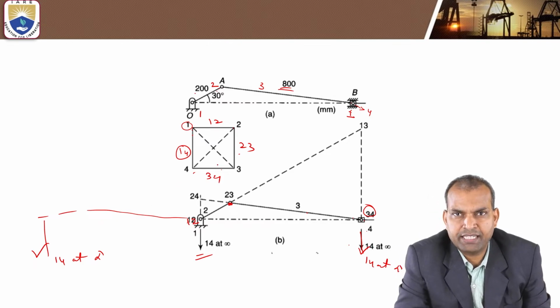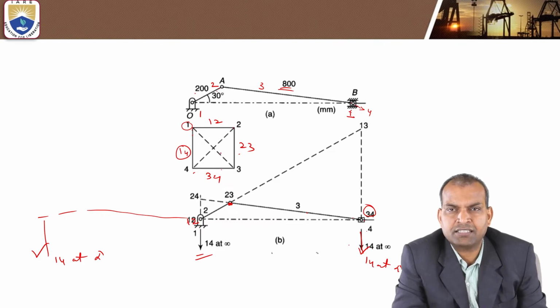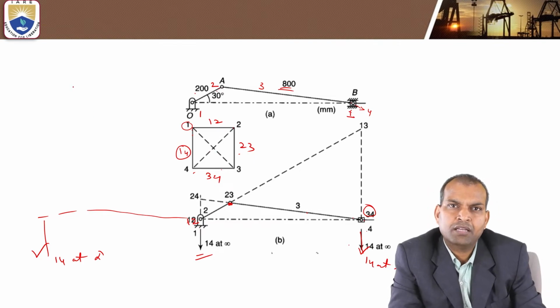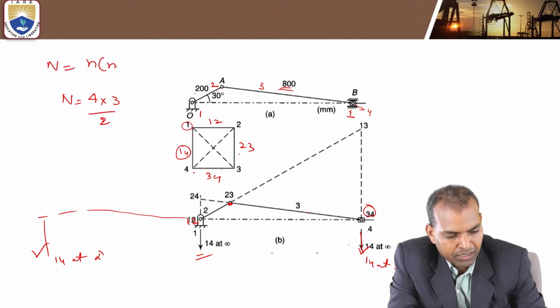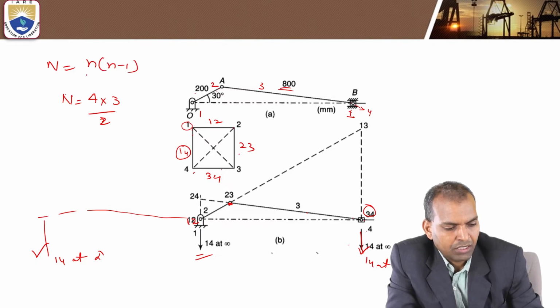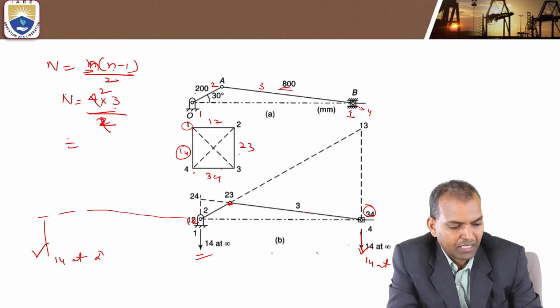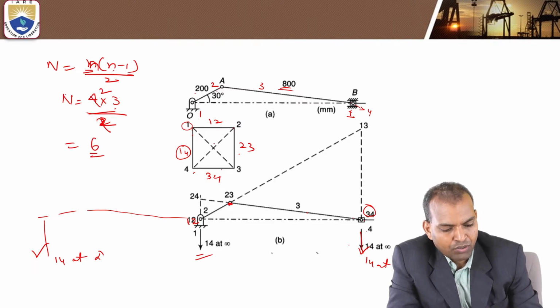Now we have to locate all I centers. It's a 4-bar mechanism. For a 4-bar mechanism, how many I centers? N equals N into N minus 1 by 2, where N is the number of links. 4 into 4 minus 1, that is 3, by 2. Now 2 times 3 is 6. So 6 I centers. Now I13 and I24 are left.